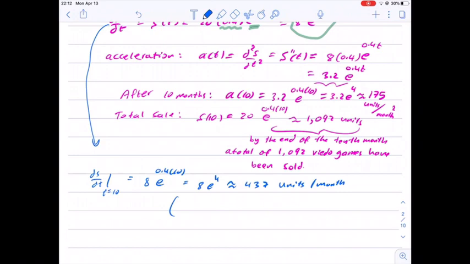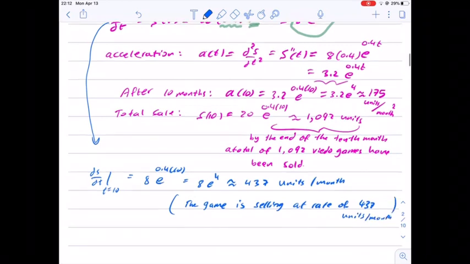So the interpretation here is that the game is selling at a rate of 437 units per month.